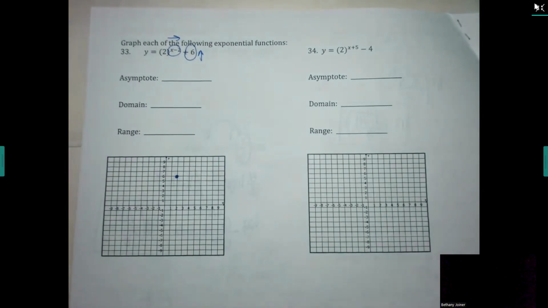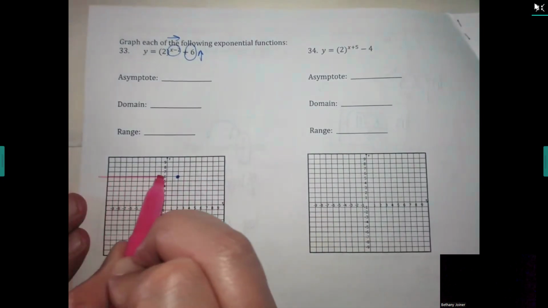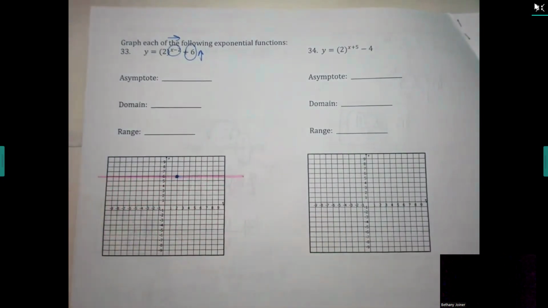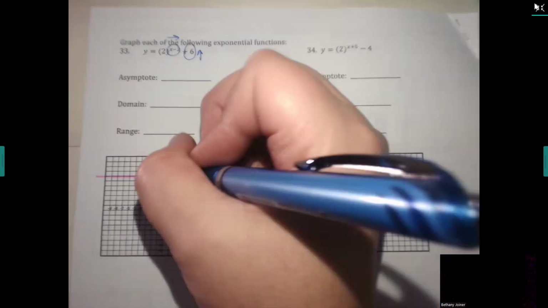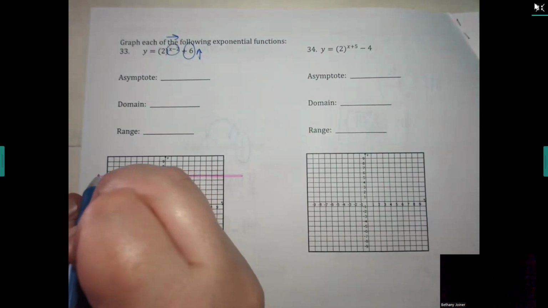Through that spot, you're going to draw your horizontal asymptote, which is a flat line that your graph cannot touch. Because I cannot touch that line, I draw my marker dot exactly one box above that spot. So I'm going to go through here. And then I'm just going to sketch the graph so it would look like this.